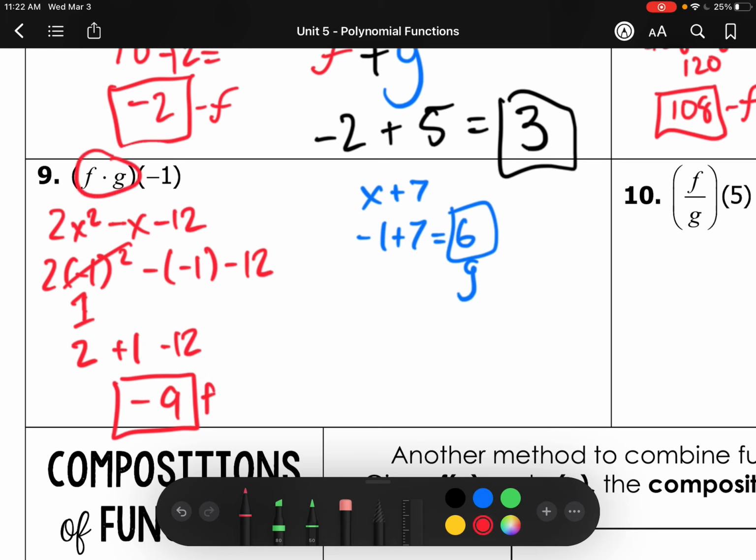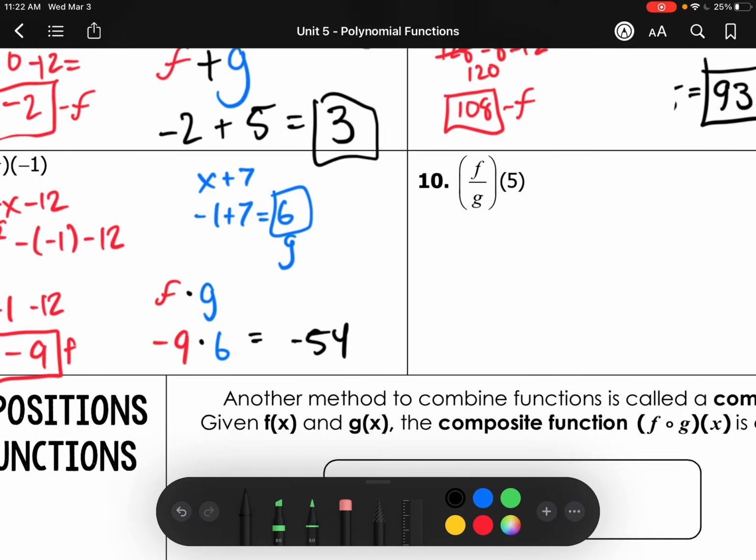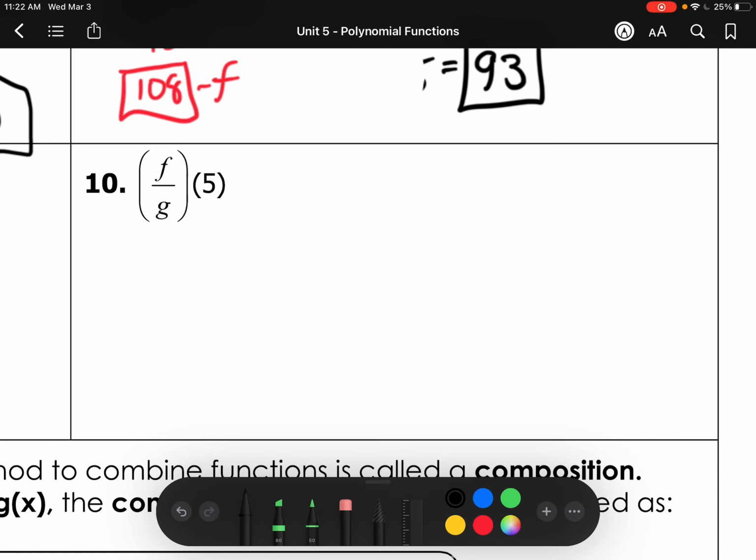Now I'm going to combine those two values that I got by the function that was indicated, and so that is f times g. So I'm going to replace f with my value for f, which is -9, times my value for g, which is 6. And -9 times 6 is -54. If you do it in the other method, you'll see you'll get the same thing.